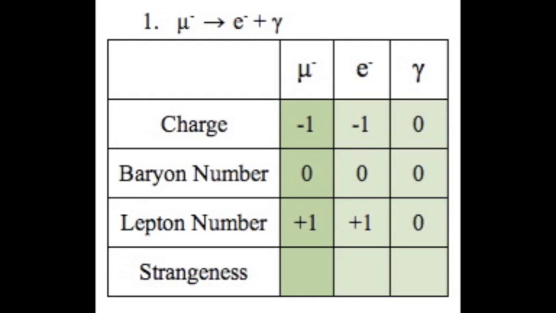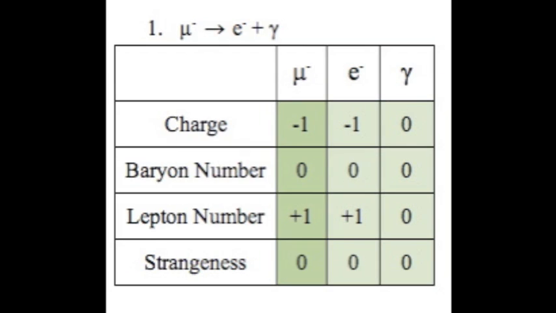Next, let's look at the lepton number. Mu minus is a lepton, so it has a lepton number of +1. The electron is also a lepton, so it has a lepton number of +1. Gamma is not a lepton, so it has a lepton number of 0. +1 equals +1, and so the lepton number is conserved.